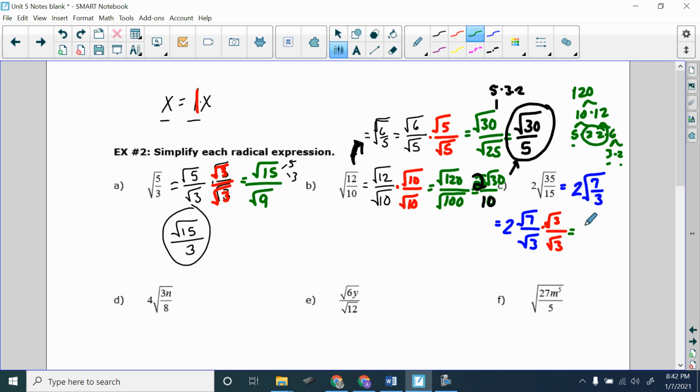You end up with the 2 still out in front, and then you have 7 times 3, which is 21, and 3 times 3, which is 9. The bottom simplifies, so we end up with 2 square root of 21 over 3. The 2 and the 3 that are outside do not simplify, so that is your final answer.